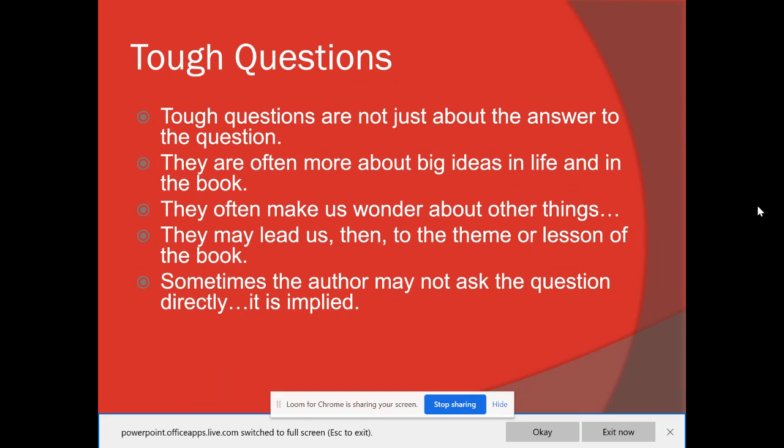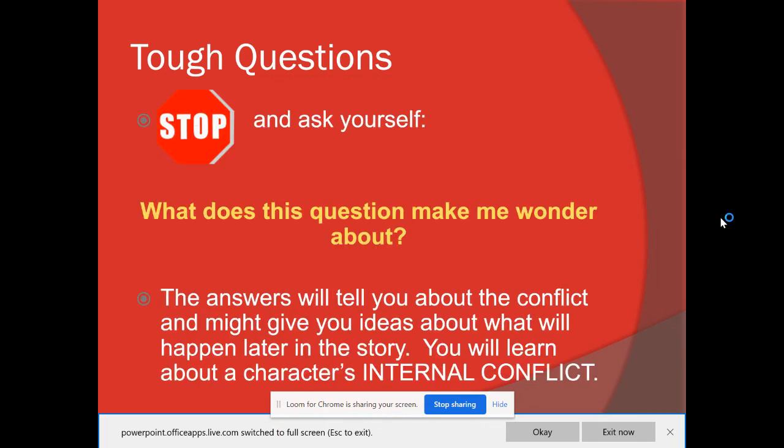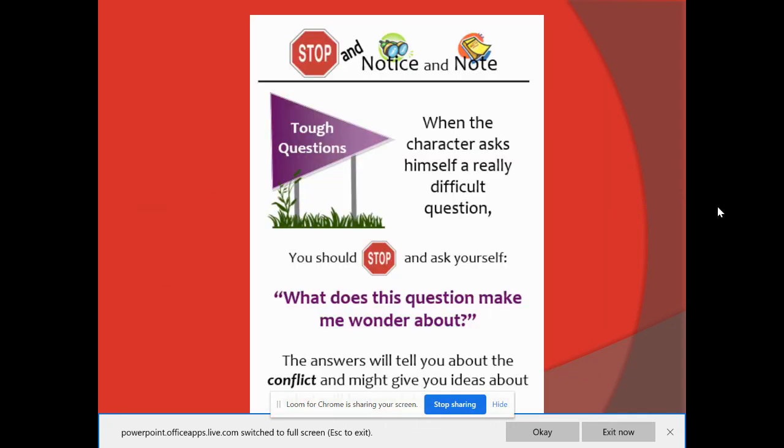And if you have a character who is thinking about these tough questions, that is the author trying to lead you to the theme or the major lesson. So if you have a character that is asking themselves or other people a tough question, stop and ask yourself, what does this question make me wonder about? Now the answer will tell you about the conflict and might give you ideas about what will happen later in the story. You will learn about a character's internal conflict, okay? So this is what is going on inside their brain. That is a quick sheet.